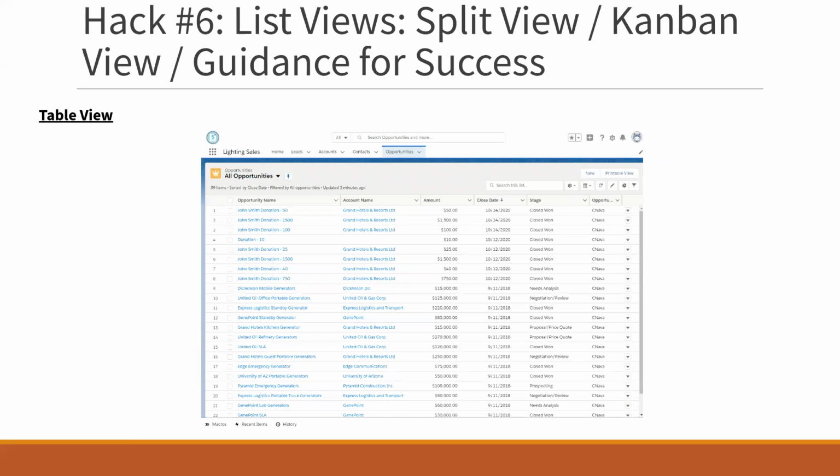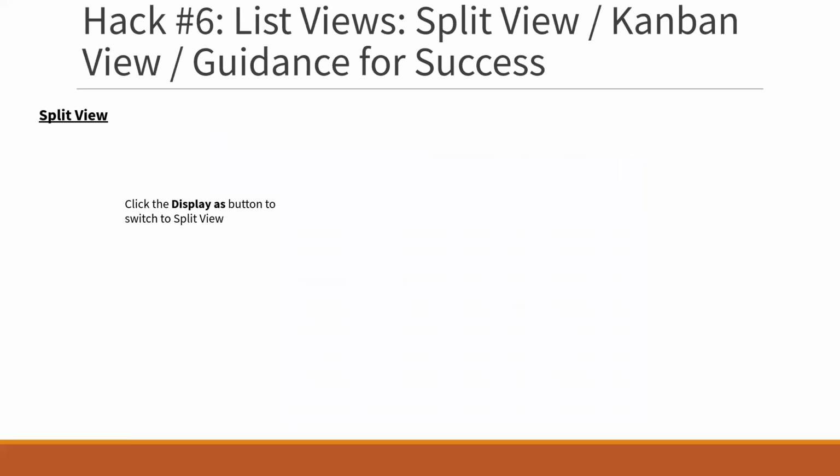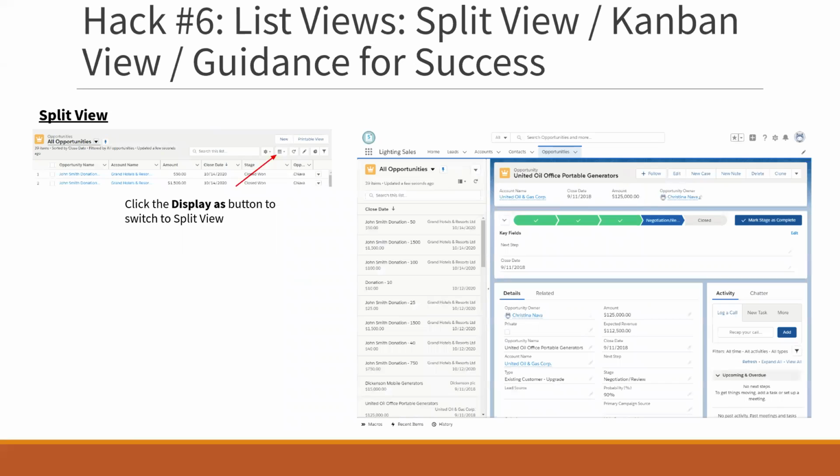The first one is actually the split view. To change to the split view, you're going to click on the little display as button. You're going to see a couple of options, and you'll select split view. From there, you're going to see your actual list view, that table form with a few less fields, on your left-hand side. And then once you click on a record, you're going to see that on the right-hand side. So you can very easily click on record after record, and you can keep that list view up on your left-hand side while seeing the details on the right.